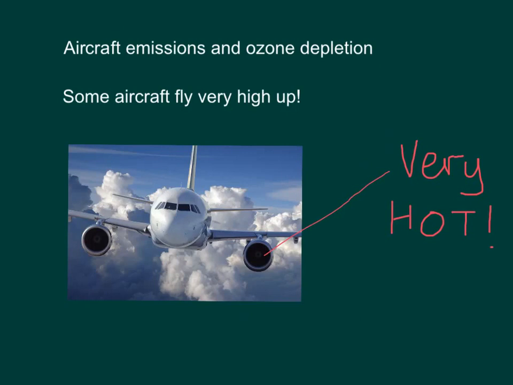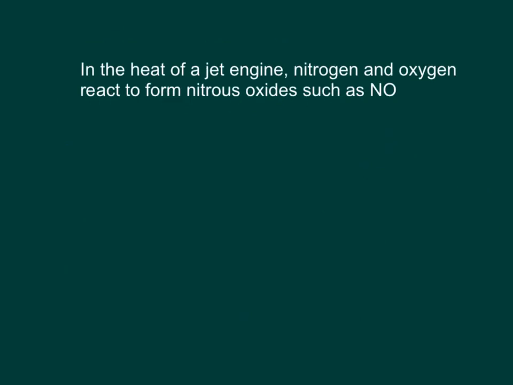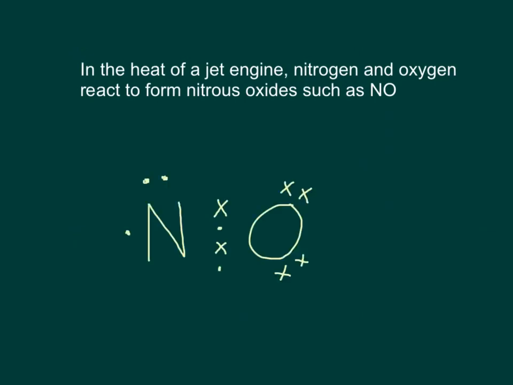But as we said, it's also very, very hot in there. Inside the heat of a jet engine, this also happens in diesel engines and petrol engines, nitrogen and oxygen from the air are able to react to form nitrous oxides, such as NO, nitrogen monoxide. Here's a dot and cross diagram of nitrogen monoxide. Notice anything special about it? There it is. It's a radical molecule. So, nitrogen has 5 electrons in its outer shell, oxygen has 6. Overall, we end up with an unpaired electron.